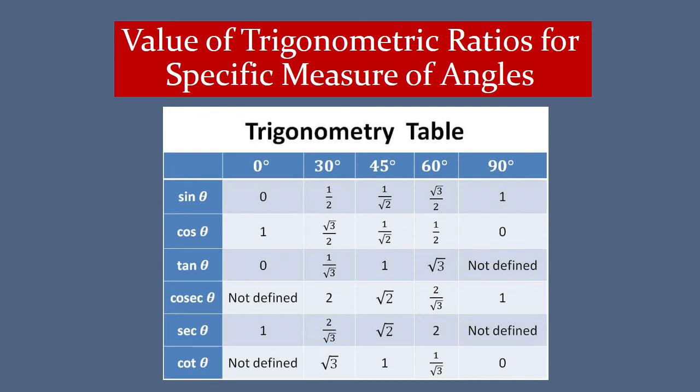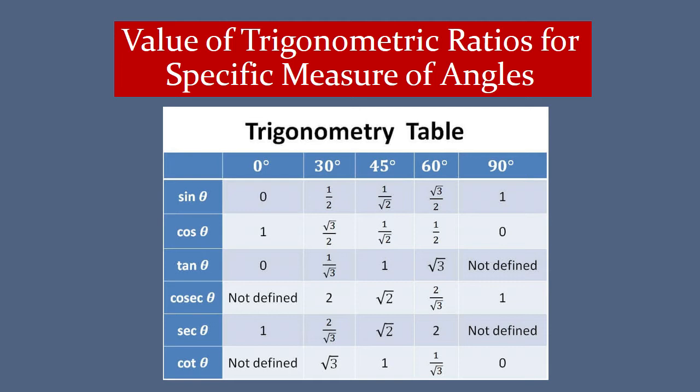Means for 30 and 60, sine and cos are just interchanged. 45 degrees is the same for sine and cos, it's 1 upon root 2. And tan, it's so simple to remember. 30 degrees is 1 upon root 3 and 60 degrees is root 3. 45 degrees is 1.